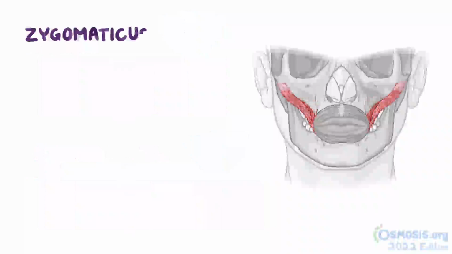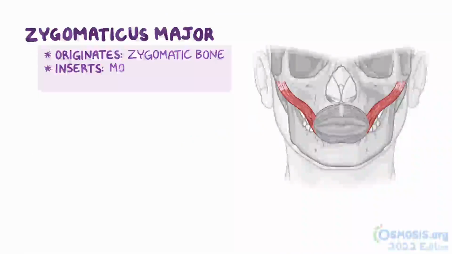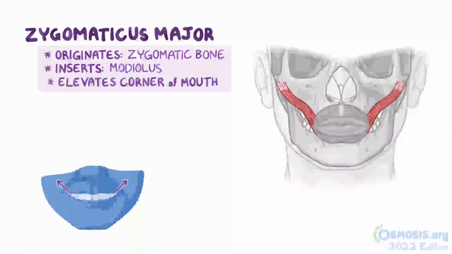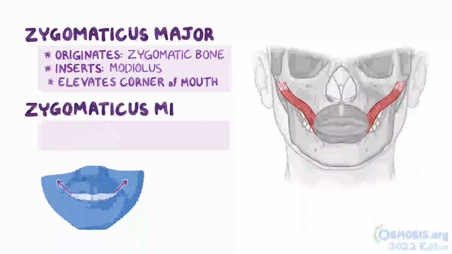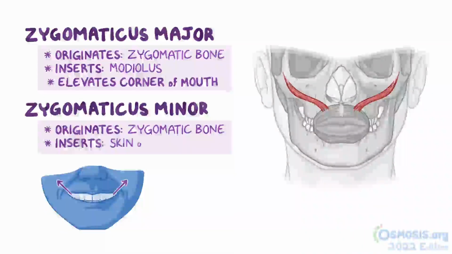The zygomaticus major originates on the zygomatic bone and inserts on the medialis. It elevates the corner of the mouth so we can smile. The zygomaticus minor originates on the zygomatic bone and inserts into the skin of the upper lip.